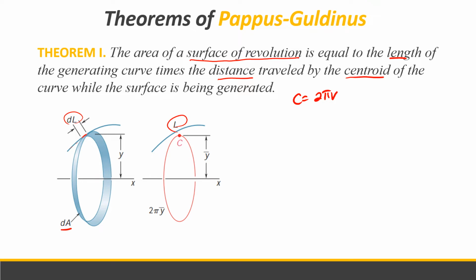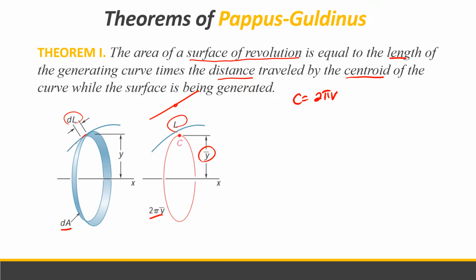So, since this is a curve, the centroid is located somewhere outside. But if it's a straight line, the centroid is of course here in the middle. But in the curve, say this is the centroid and this is the y bar, that is with respect to the axis that we rotate. So, that is 2 pi y bar.